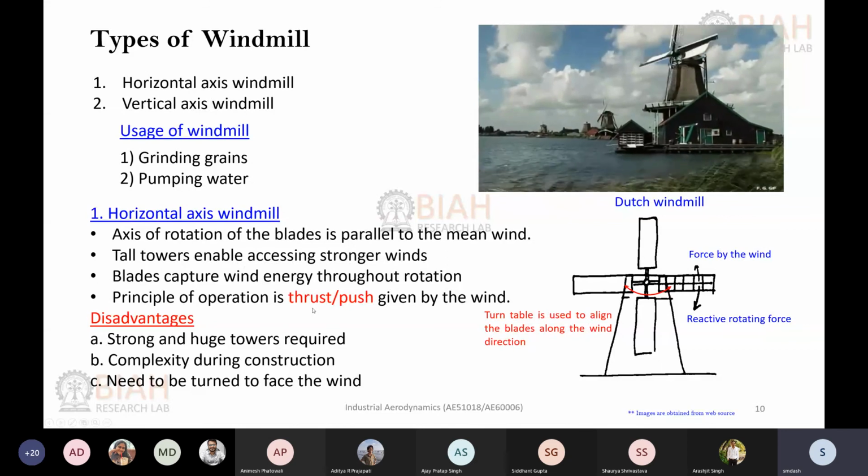One thing is the principle of operation in this case is the push by the wind, or thrust by the wind. So wind is pushing the blade, that is the principle of operation.